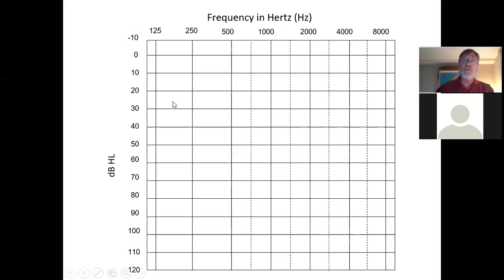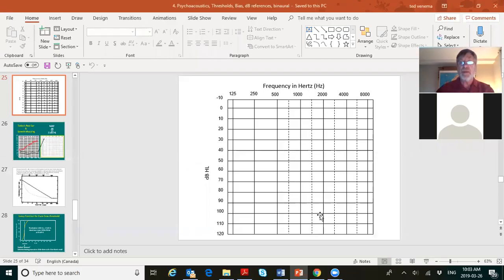When it gets to be 25 to 40, that's a mild loss. When it gets to be from 40 down to 60, that's a moderate hearing loss. Plus 60 down to 80, moderately severe. And 80 to 90, severe. And 90 or more, profound. Okay, that's degrees of hearing loss. All right.